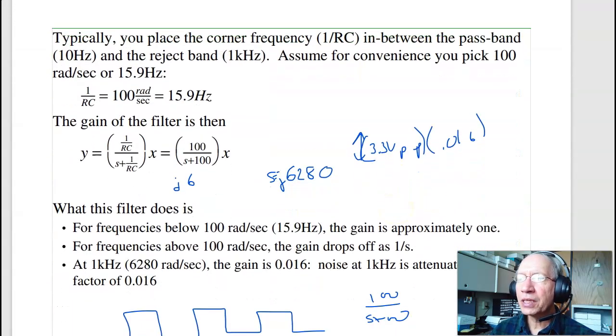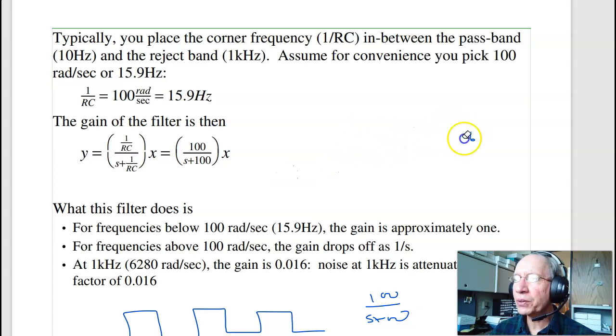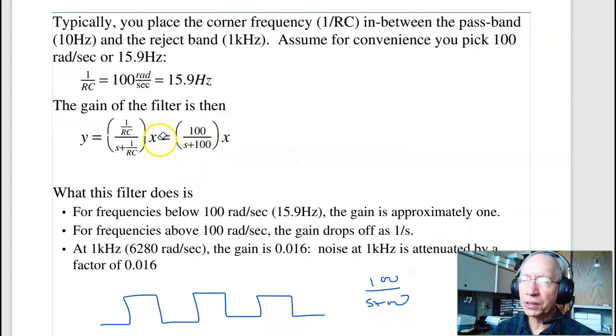And what that should do is give you this type of function. The output is gain times input. This is an RC filter with a corner at 100 radians per second. There's the gain. At DC, when s equals 0, the gain is 1. That's good. At a kilohertz, find the gain. Well, at a kilohertz, plug in s equals j6280, and I get 0.016. So the harmonics at a kilohertz on up have a gain of 0.016 and smaller.